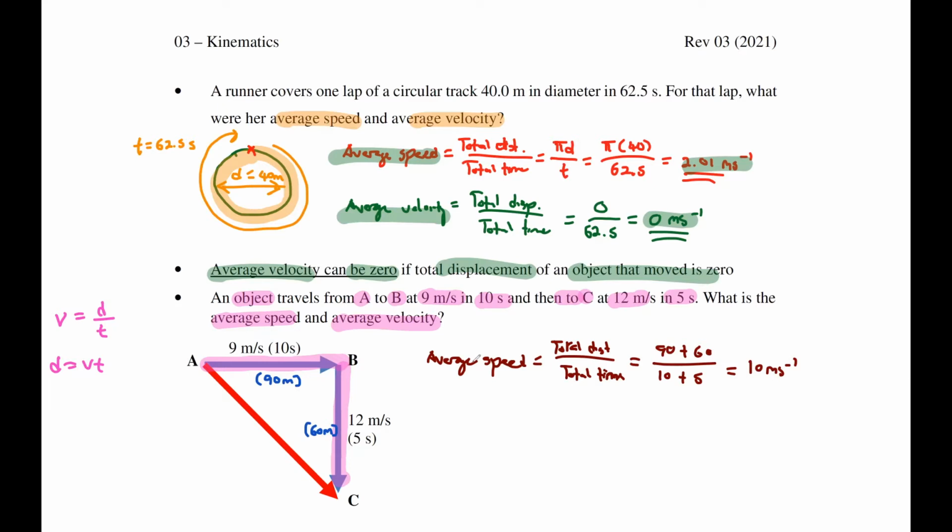Now, on the other hand, if I wanted to find the average velocity, it will be total displacement over total time.